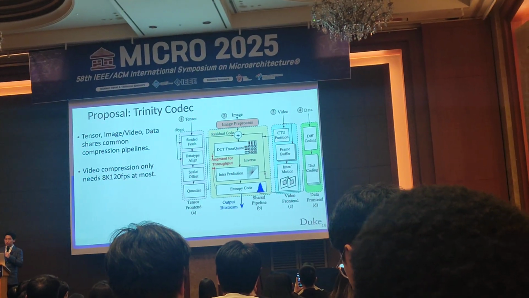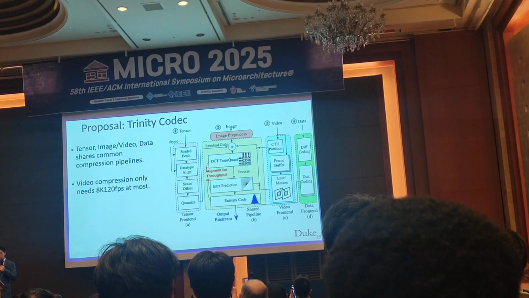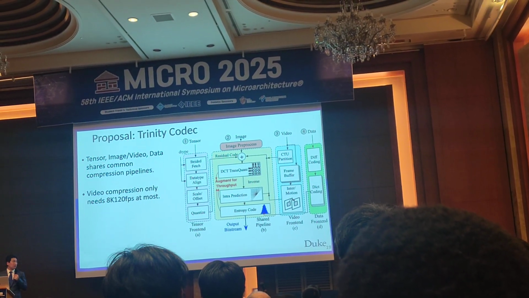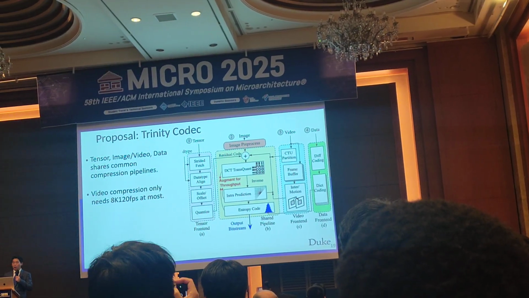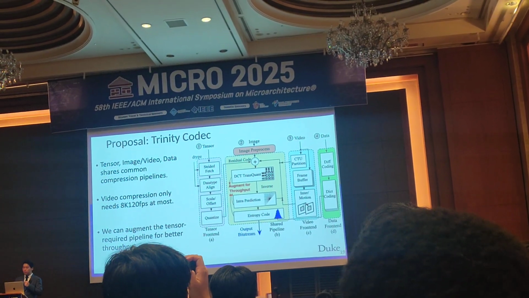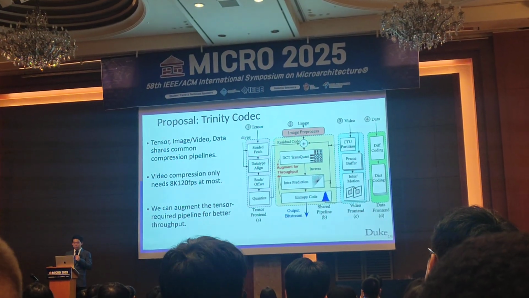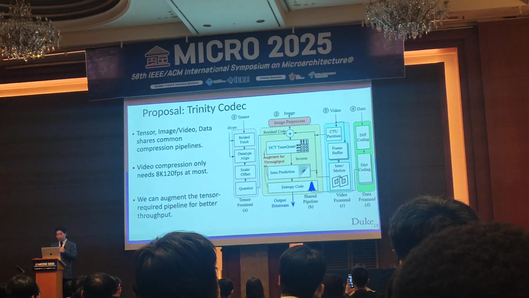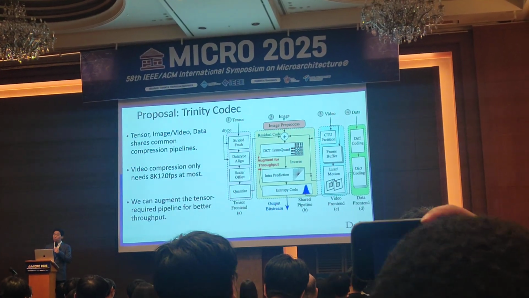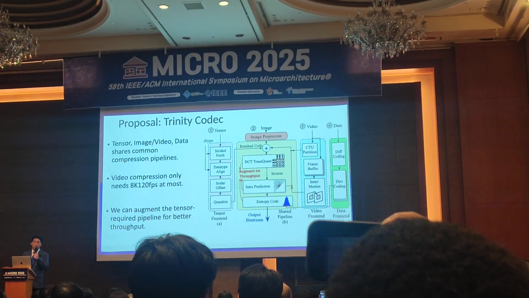Going into more detail of this Trinity Codec, we know that the inter prediction does not work for tensors, and we know that there is an upper limit of the demand for video decoding. Given that, our design decides to augment the tensor pipeline for throughput while leaving the video-specific pipeline stages minimal. And notice that this is much better than simply duplicating the video codecs, because now we only need to augment the stages that work only for tensors, which makes the whole implementation more efficient.